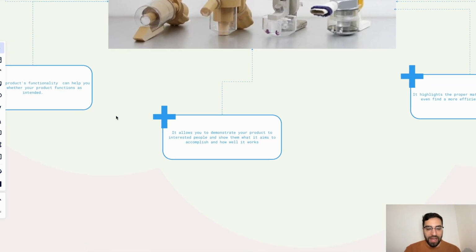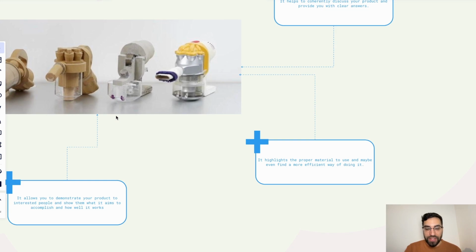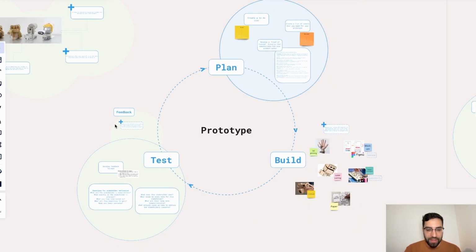So prototypes allow you to demonstrate your product or service to your target audience, and you can show them what you aim to accomplish. And for physical products, it can help you highlight the proper material to use and maybe even find more efficient ways of doing it. And lastly, it can help you create discussions around your product, and you can provide clear answers when people ask you about it. So this template here will help you create and develop a proper prototype.